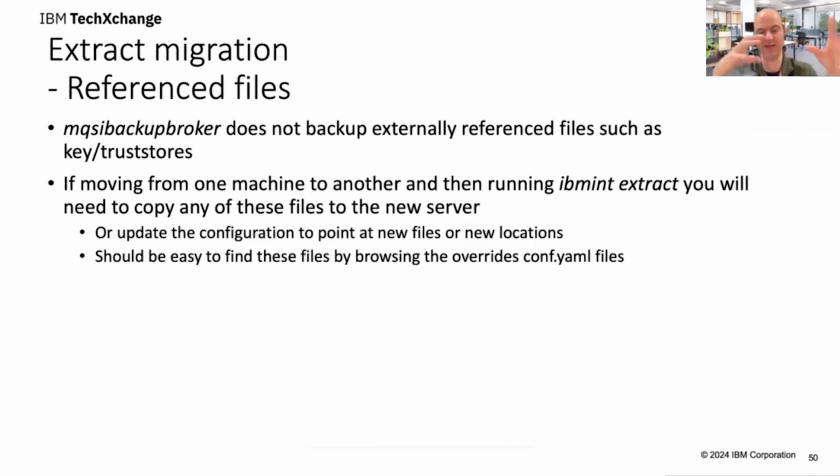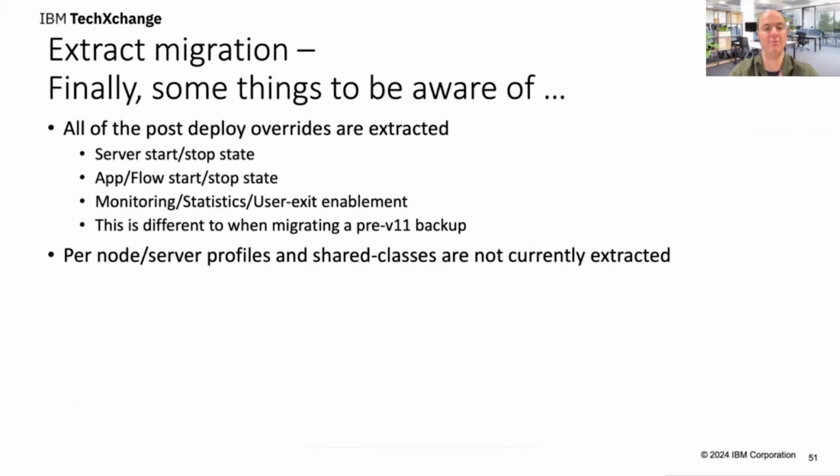So if you've got configuration that points at key stores and trust stores, they're not backed up with the backup broker, and so extract components can't extract those files. If you're on the same machine, not a problem, but if you've moved to a new machine, obviously you'll have to copy those files across to that new machine. But everything else is generally pulled across: server start-stop state, app start-stop state, monitoring statistics, enablement. All that stuff is pulled across when you run extract components to version 13 from an 11 or 12 node. And obviously the other thing that doesn't come out is server shared classes and node per server profiles. They're not extracted out at the moment. Some of those are in the backup, some of them aren't.